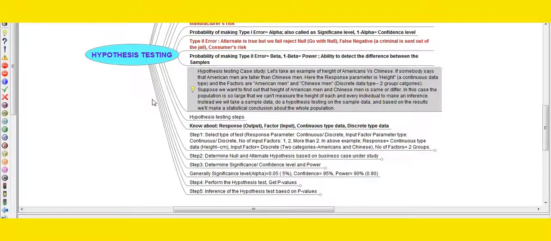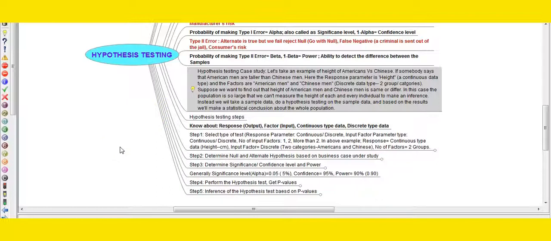Let's discuss one case study on hypothesis testing. Let's assume that somebody makes a statement that American men are taller than Chinese men. Here the population data is so large that I can't go and measure the height of each and every American and each and every Chinese man. It is next to impossible. And secondly, there is no data available as of date of each individual's height.